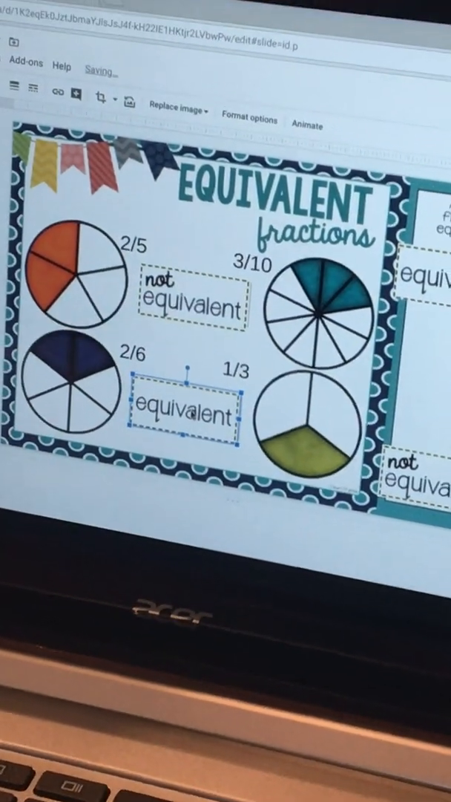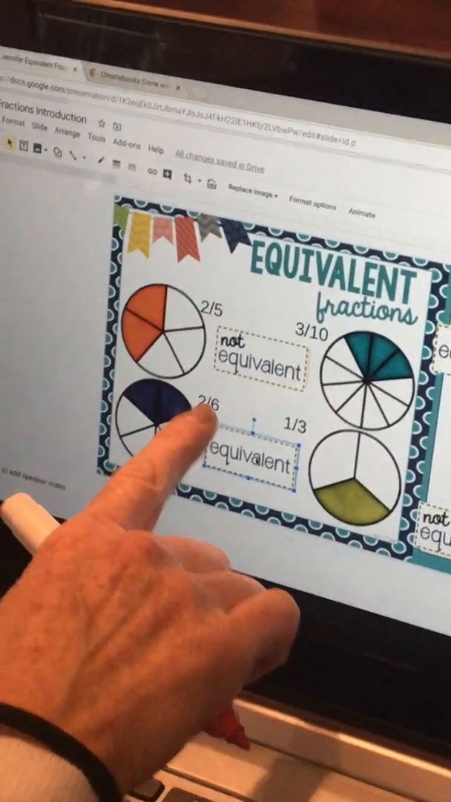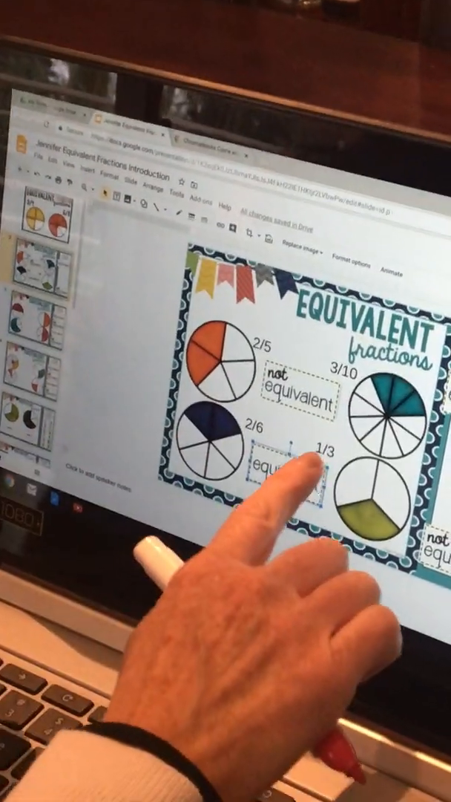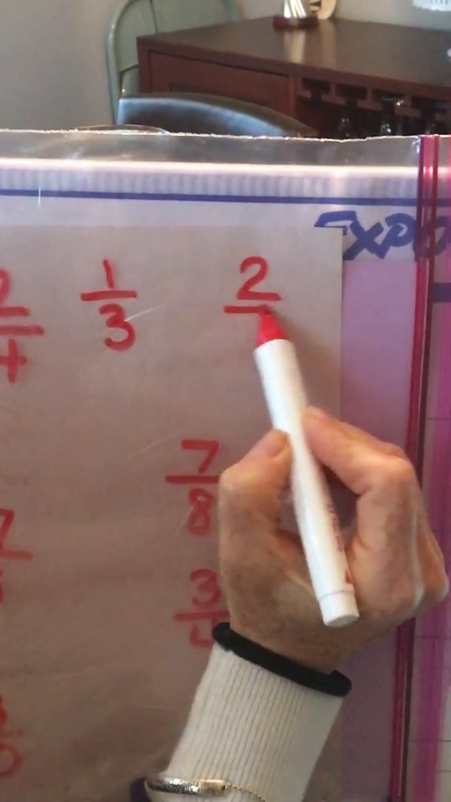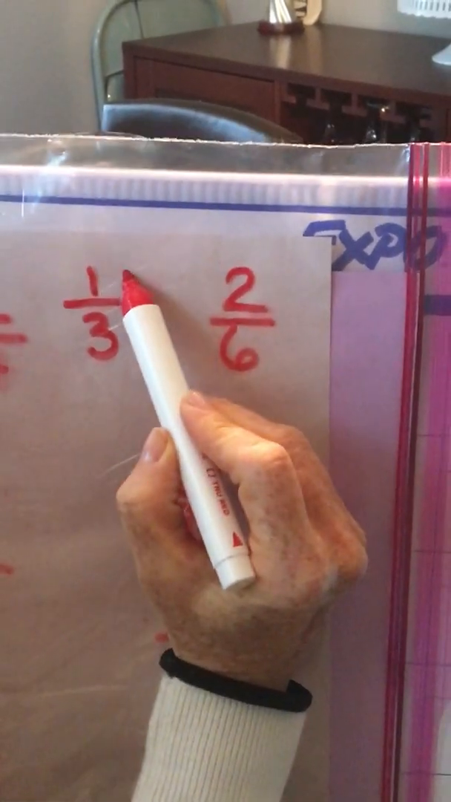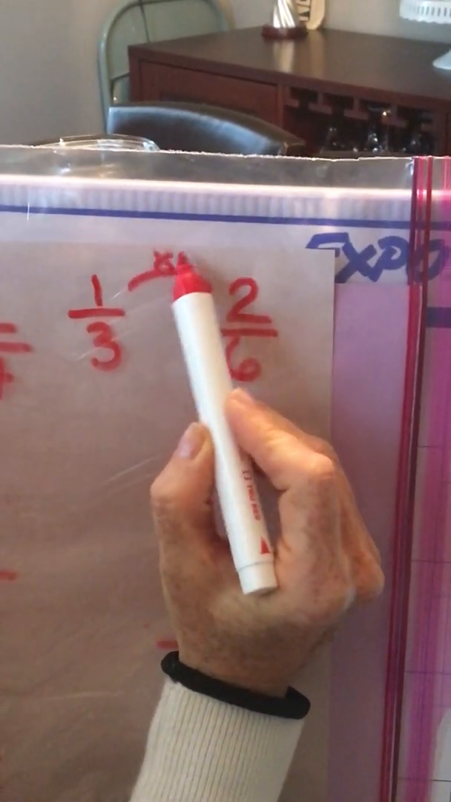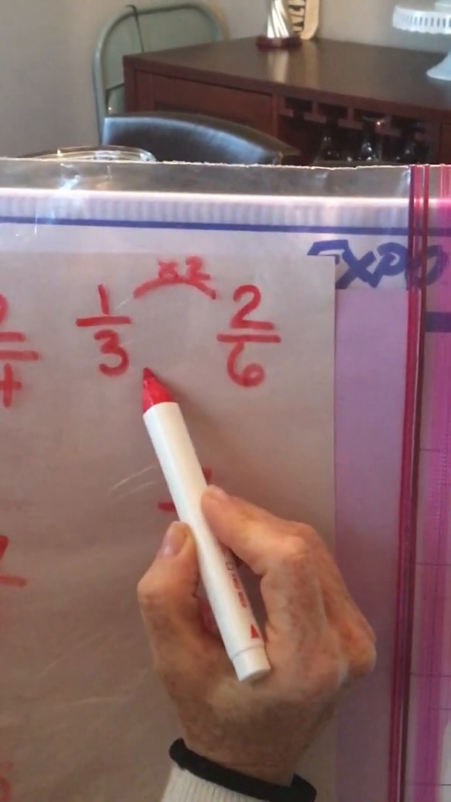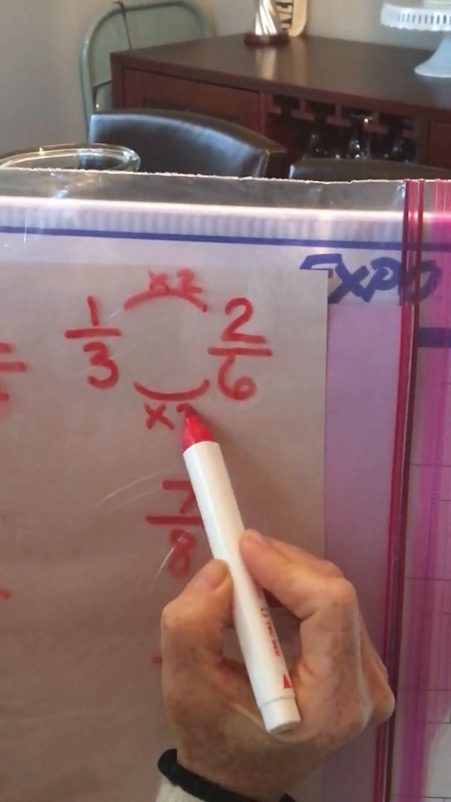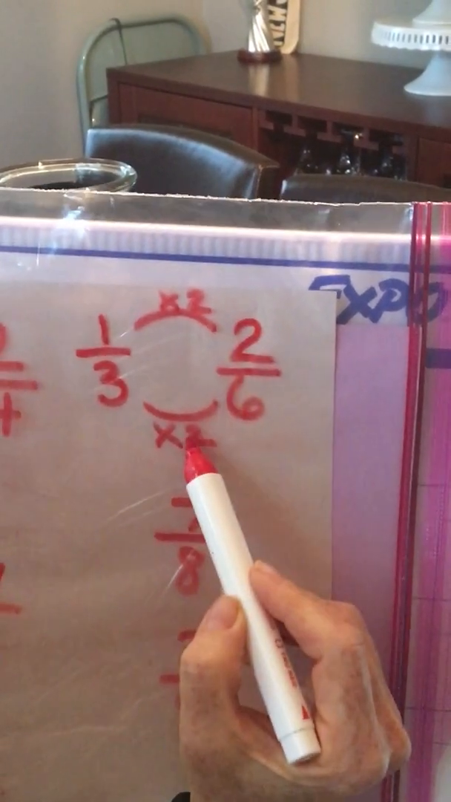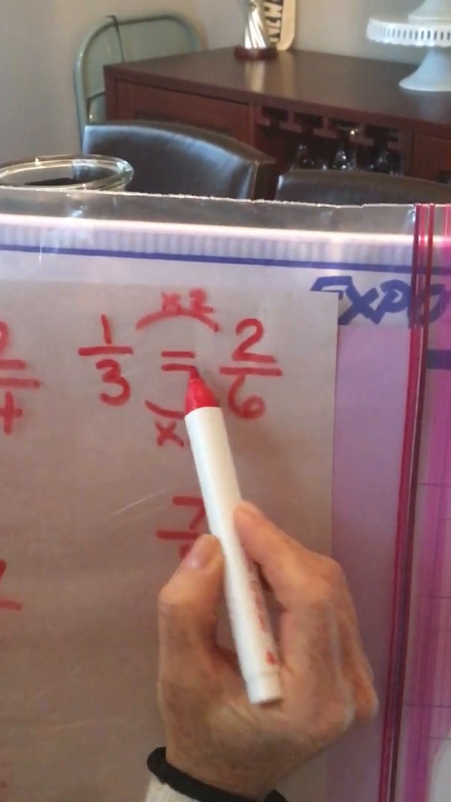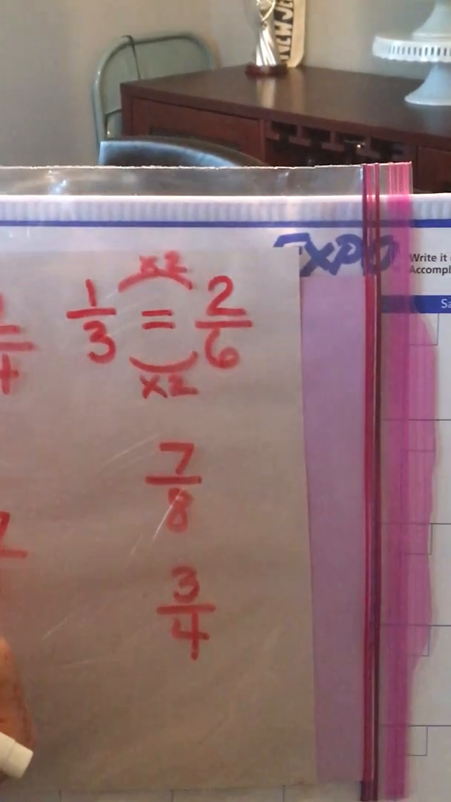And again, boys and girls, I can use that strategy, 2/6, 1/3. But I'm not going to start with 2/6 because 1 has the smaller numerator. So I'm going to put 1/3 and 2/6. And I'm going to say 1 times 2 is 2, and 3 times 2 is 6. I use the same number on the top and on the bottom, so I know that these 2 fractions are equivalent.